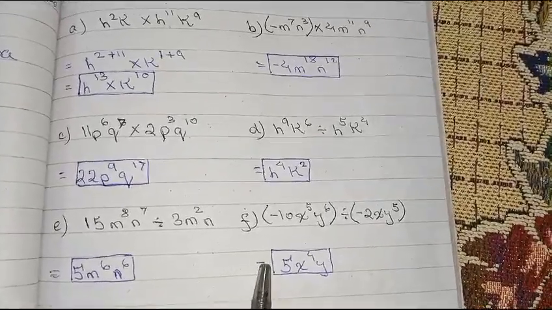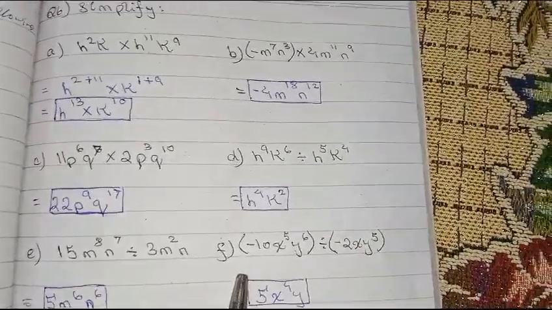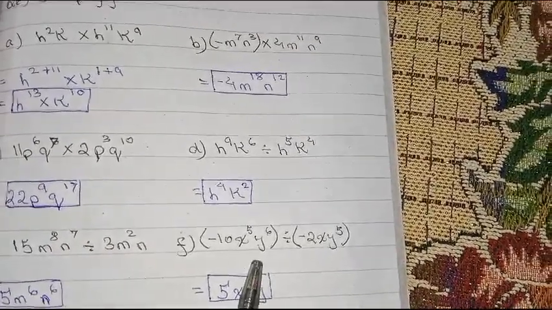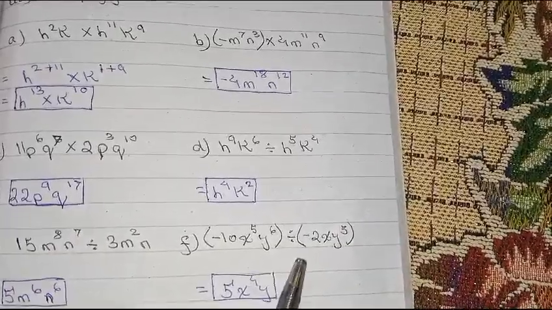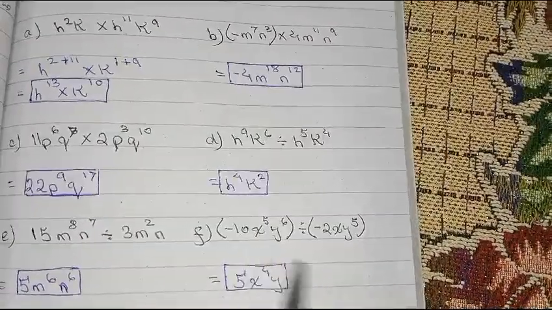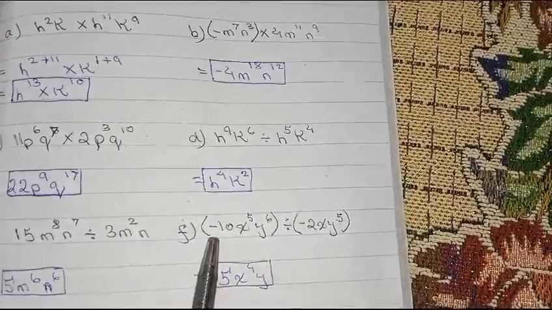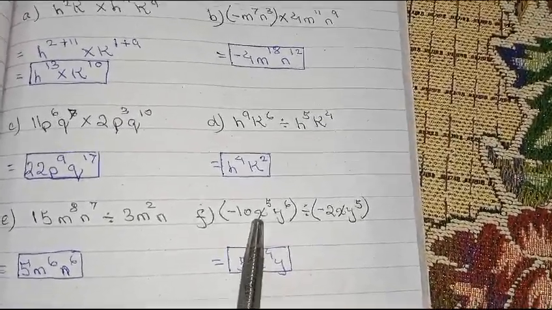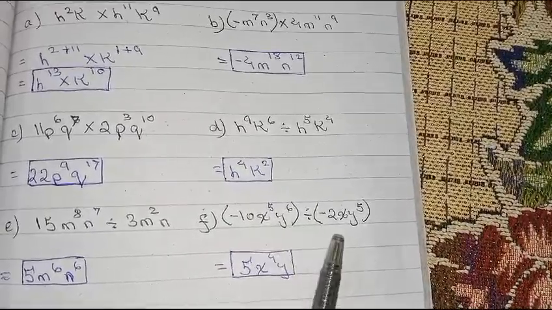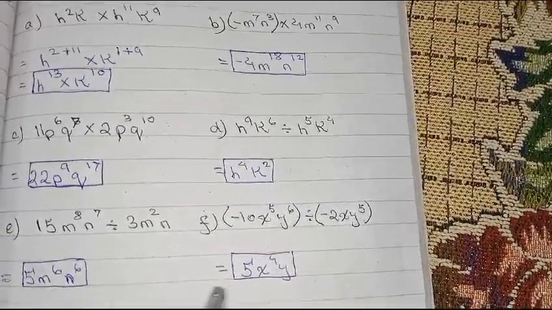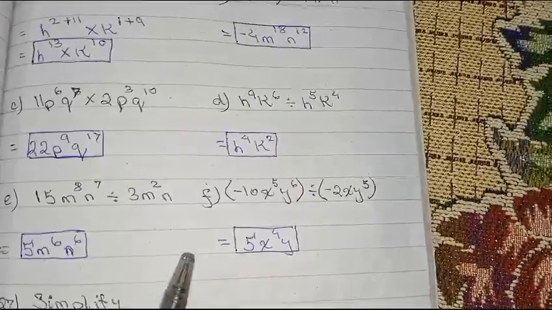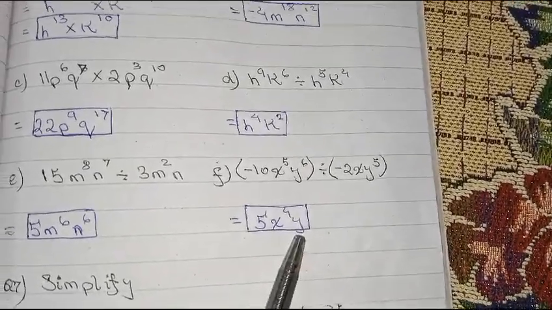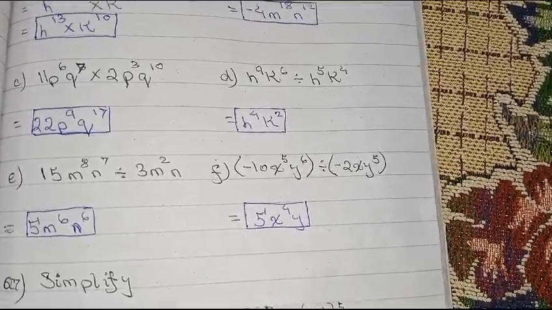Moving on to the last part of the question, which says minus 10 x power 5 y power 6 divided by minus 2 x y power 5. We divide minus 10 by minus 2, and the minuses cancel each other out, so we get 5x. Then x power 5 and x power 1 will be subtracted, so we get the result 5x power 4 and y power 1. If there is no power on y, it means the power is 1.